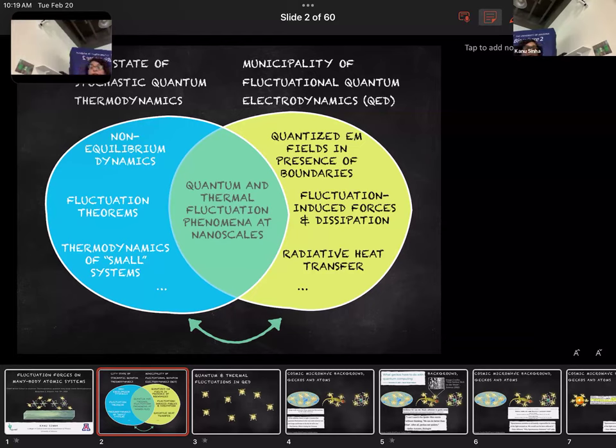In relation to stochastic quantum thermodynamics, the kinds of ideas that we study are those of fluctuational quantum electrodynamics. Here we talk about quantized electromagnetic fields in the presence of boundary conditions, and how these quantum and thermal fluctuations of electromagnetic fields can lead to forces, dissipation, and other fluctuation-induced phenomena.